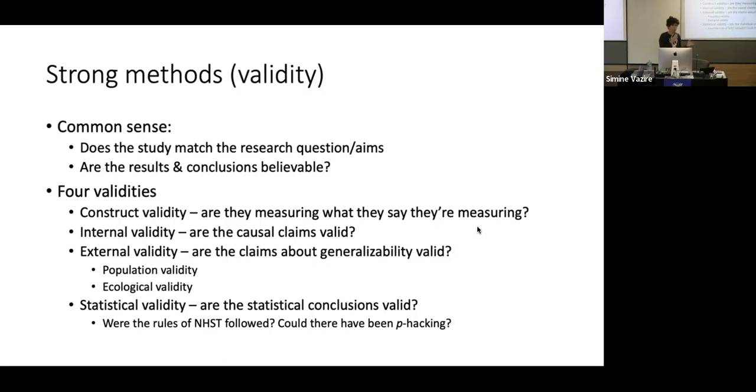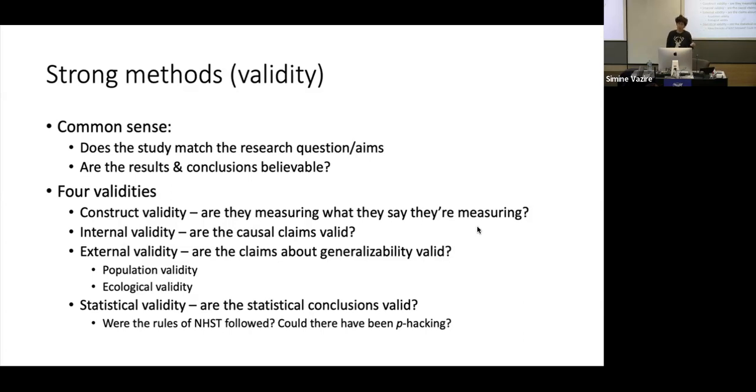External validity, asking both about the sample and its representativeness, and about the realism of the study, and does it translate to the context that they want to make claims about. Statistical validity, so if they're using p-values, which almost all social science articles do, or at least in psychology, the vast majority, ask, were the rules of null hypothesis significance testing followed?